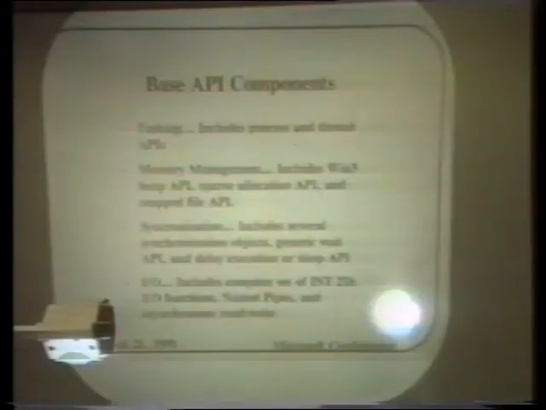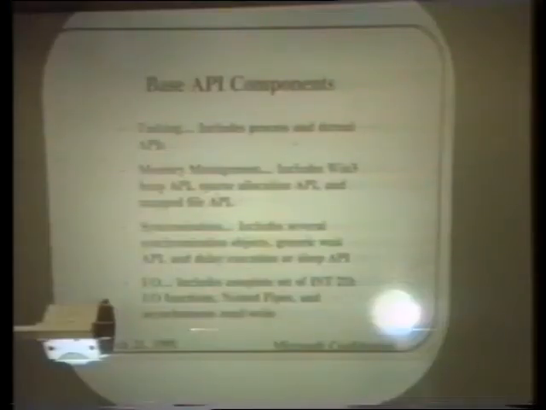The base API includes all the low-level operating system functions needed by GUI apps. It's basically all APIs not associated with window management or graphics. This includes tasking, process and thread APIs, memory management, synchronization, I/O, and other miscellaneous APIs, some holdovers from Win16.